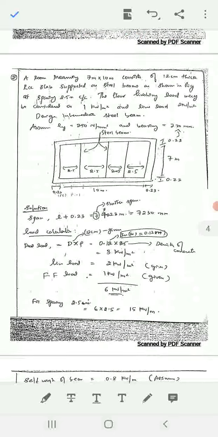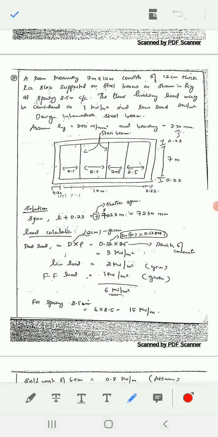Later stages is same as whatever we calculate in the first step. Okay. In this problem, they given a room measuring 7 meter into 10 meter consists of 12 centimeter thick slab. They given slab thickness 12 centimeter and 7 into 10 is room dimension. And they given the 2.5 spacings given in the question, this diagram.